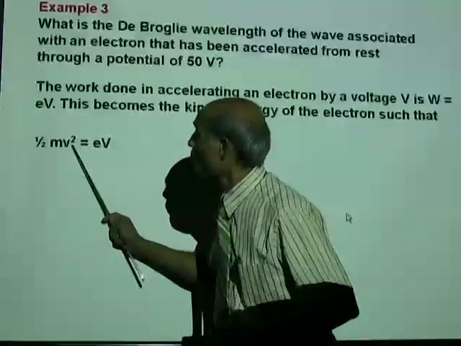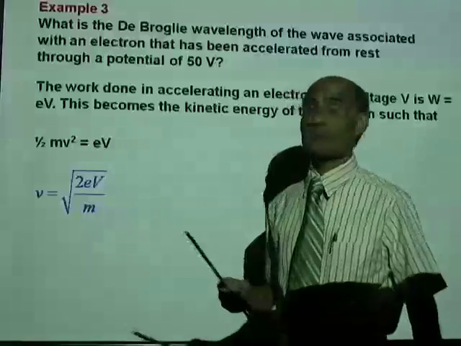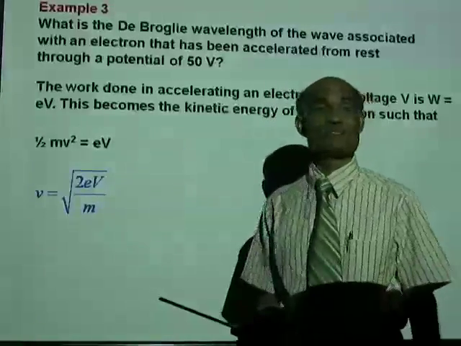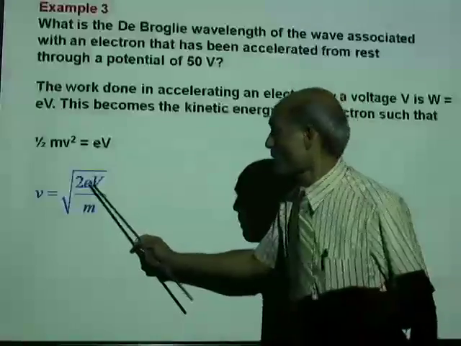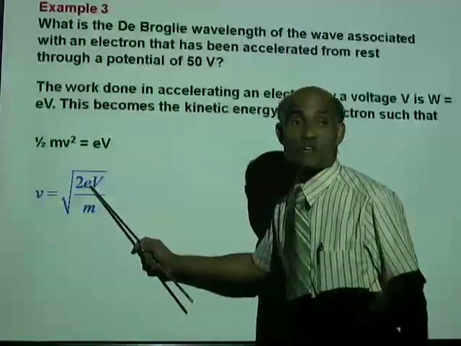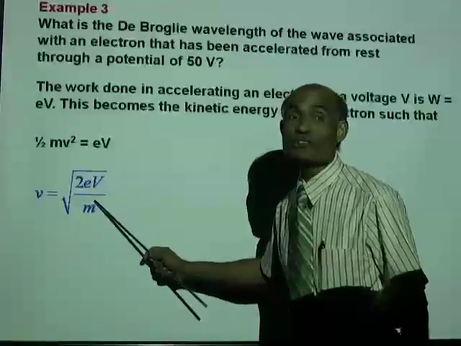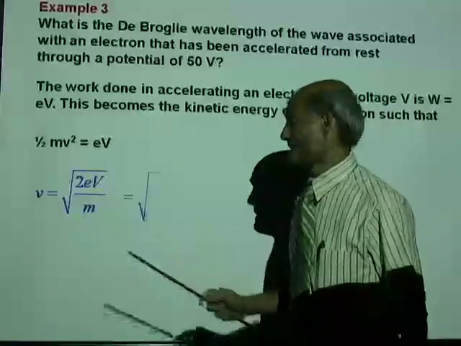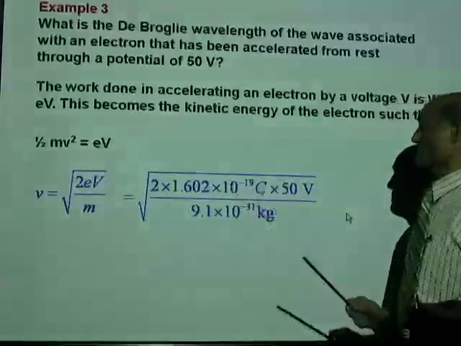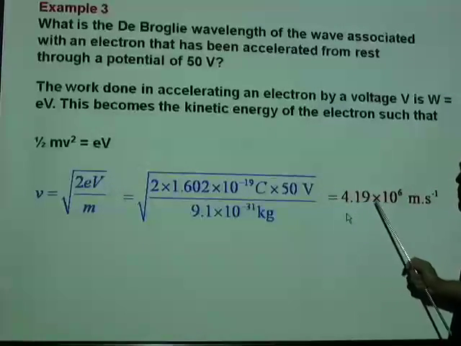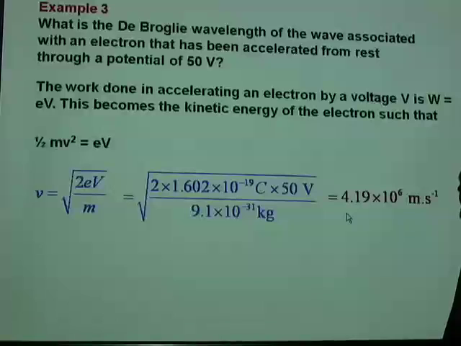Now this becomes the kinetic energy of the electron, such that 1/2 mv squared equals eV, and we can solve for the velocity of the electron from there. That will be v equal to the square root of 2eV divided by m. We know all these values: the charge on the electron, the potential difference is given, the mass of the electron we know. Using all those values, we get the velocity of the electron as 4.119 times 10 to the 6 meters per second.